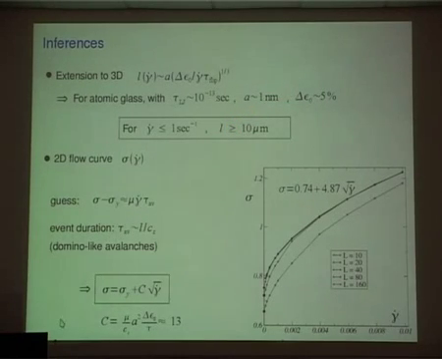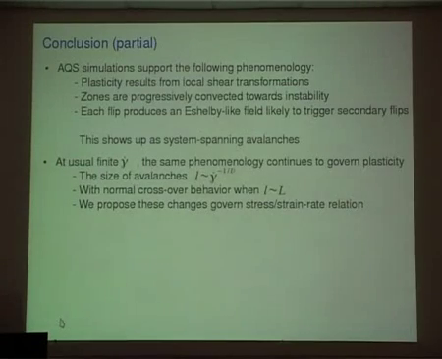Okay, I won't go much more than that. The thing here is, to conclude, that in the AQS limit, we found that there are avalanches. These avalanches are, in fact, an effect of this Eshelby stress release. It turns out that this effect continues to be valid at any reasonable strain rate in your system.